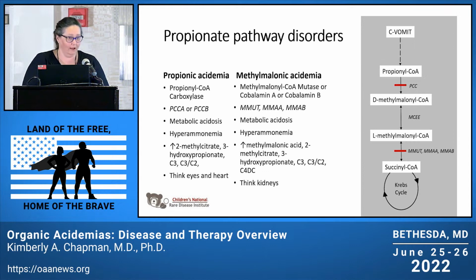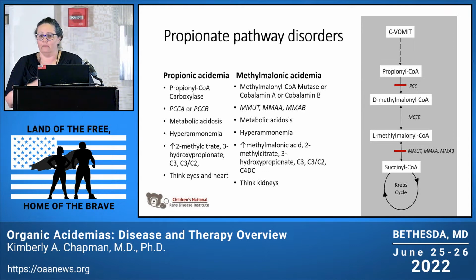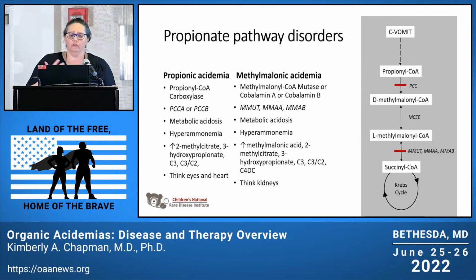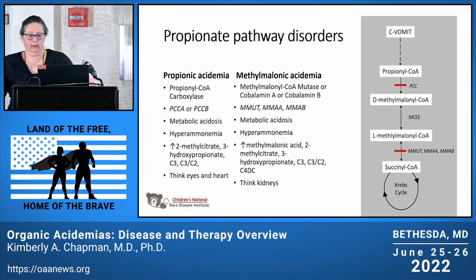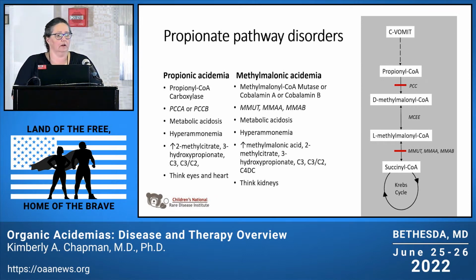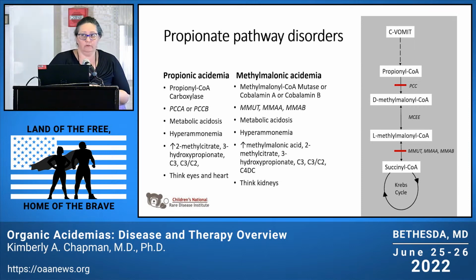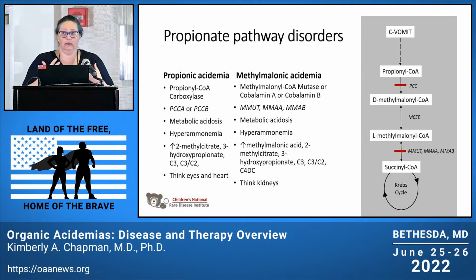Does anyone remember this from high school? Basically, it helps us make energy, okay? That's all you care about. All right, so propionic acidemia, and I'm using acidemia here because we can find propionate in the blood, is caused by dysfunction of propionyl-CoA carboxylase, or PCC. It can be encoded by one of two genes, PCCA or PCCB, and oftentimes in the decompensated state can lead to metabolic acidosis.